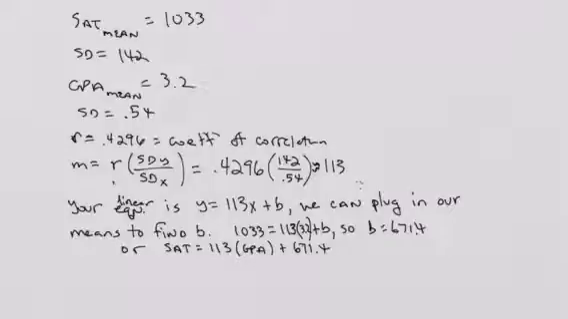Now we can take a data point, and our data point is going to be the two means. Our y, our SAT mean, is 1033, and our x, our GPA mean, is 3.2. We should remember that we have our SAT score on the y-axis and our GPA on the x-axis, because the suggestion is that our SAT score depends on our GPA. So that's the dependence.